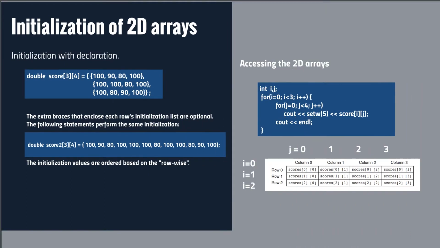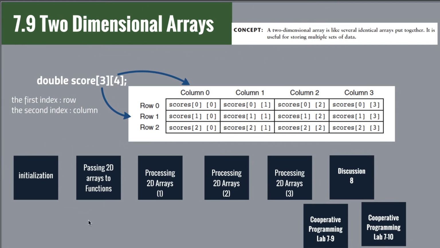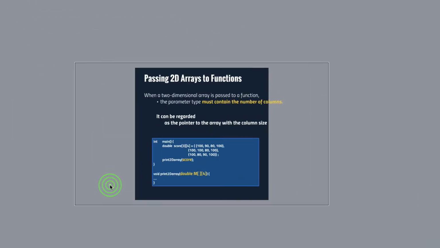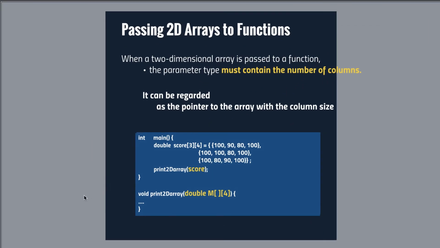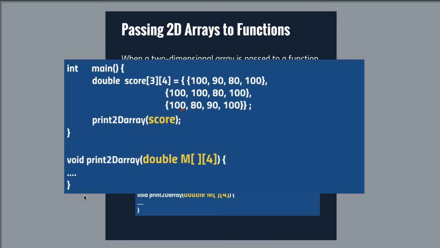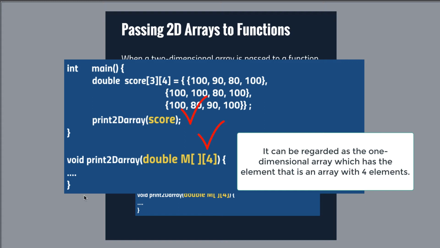Now let's check another concept: passing a two-dimensional array as a function argument. Here is a simple rule. When we pass the array, just use the array name. And then, when we receive it as a parameter in the function, it must contain the number of columns. More specifically, it can be regarded as a one-dimensional array whose elements are arrays with 4 elements.